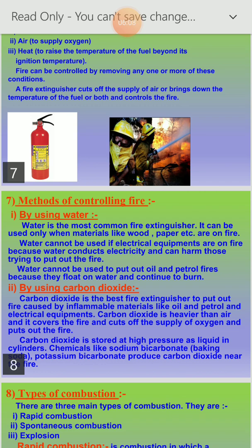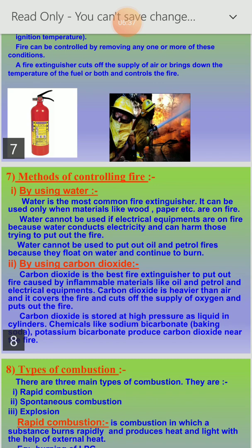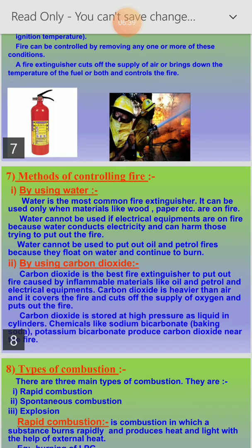Water also cannot be used to put out oil and petrol fires, because oil and petrol float on water and continue to burn. So the first method of controlling fire is using water, the second is using carbon dioxide.